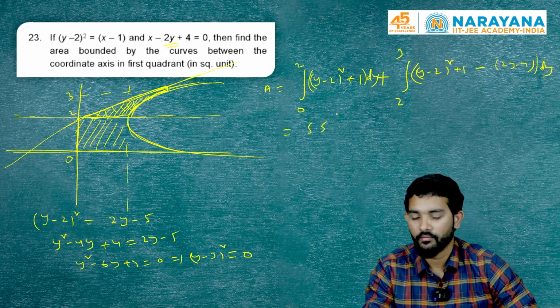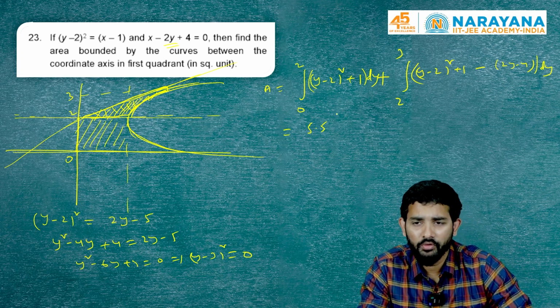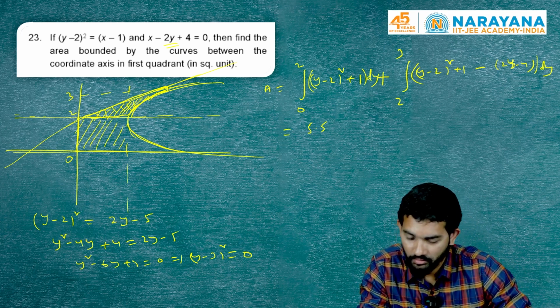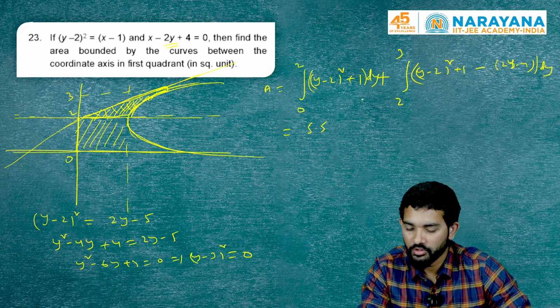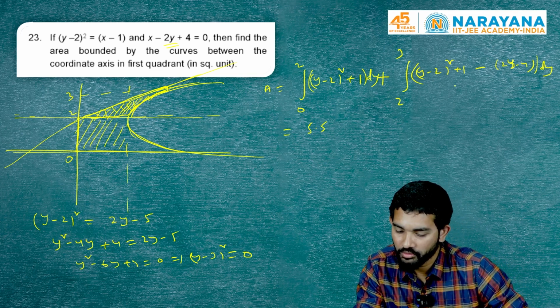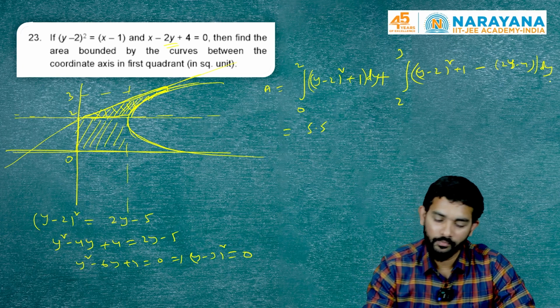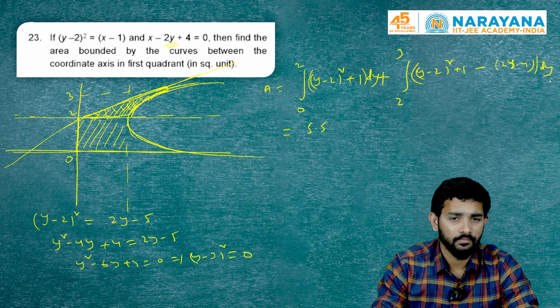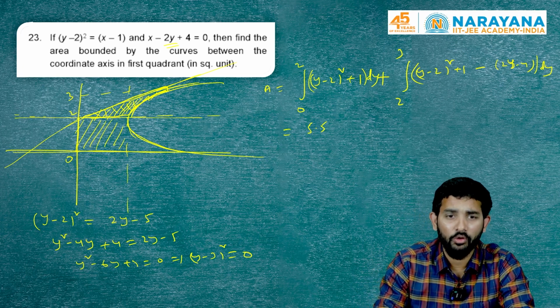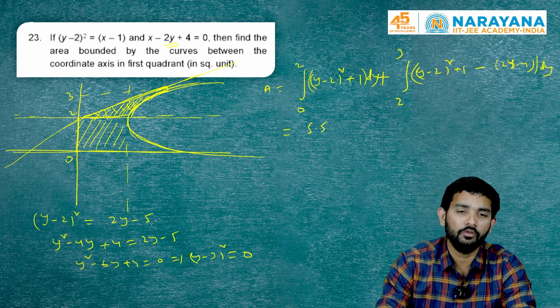5.5. So you have to just simplify this calculation. The integral from 0 to 2 of (y − 2)² + 1 dy, plus the integral from 2 to 3 of (y − 2)² + 1 − (2y − 4) dy. So you have to just simplify the calculation. For this type of problem, if you use right curve minus left curve, it will be easy to simplify.